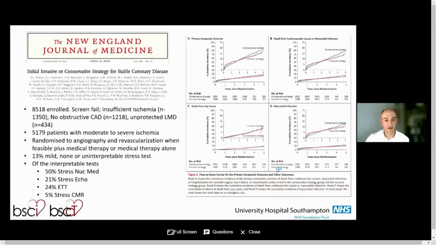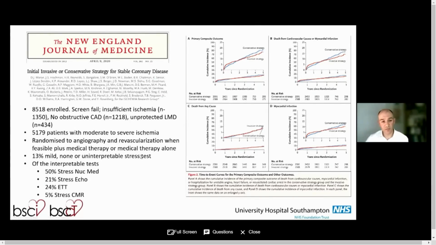Just a little bit of evidence base behind the role of CMR in the investigation of chest pain. Now, this was a landmark study published in the New England Journal of Medicine in 2020. Many of you will be aware, the ISCHEMIA trial, where they enrolled 8,518 patients who had objective evidence of either moderate or severe ischemia on a non-invasive test. They were able to bring 5,179 patients into the study, and they were randomized to either angiography and revascularization when feasible, plus medical therapy, or medical therapy alone.